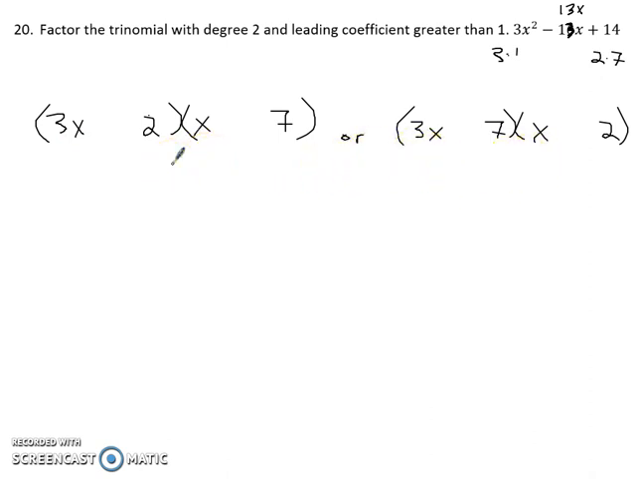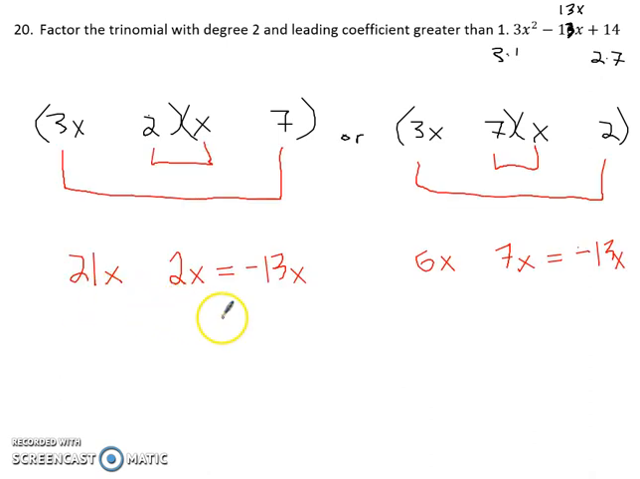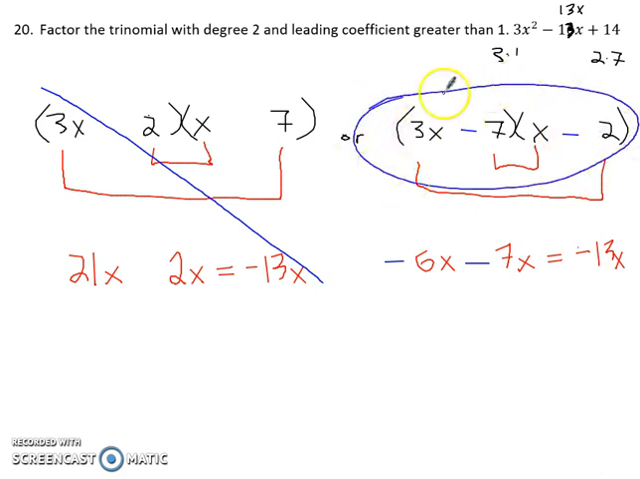So how do I determine which one is correct? I have to look at the outer 2 and the inner 2 to see if they will give me the middle term. Okay, so I see the one on the left, there's no way that the 21x and 2x could give me a negative 13x. That's out of the question. But the next one, I could get a minus 13 with a minus 6 and a minus 7. So that gives me this correct factorization.